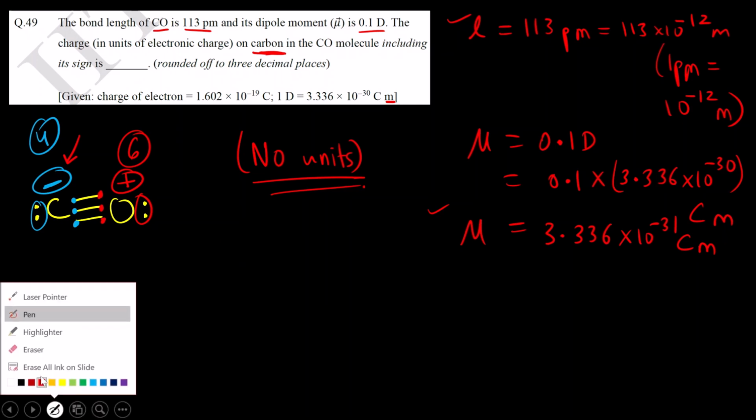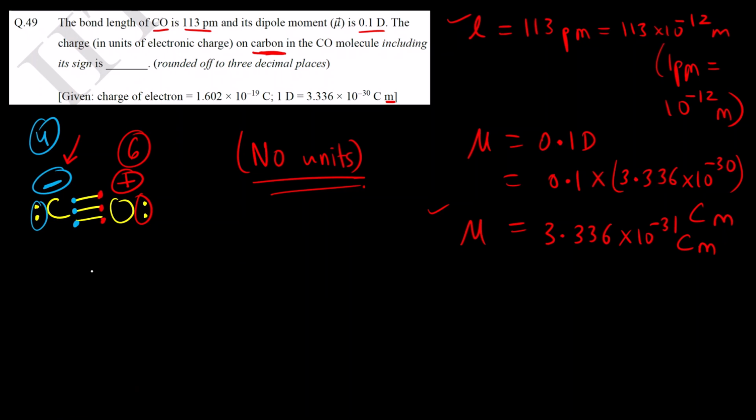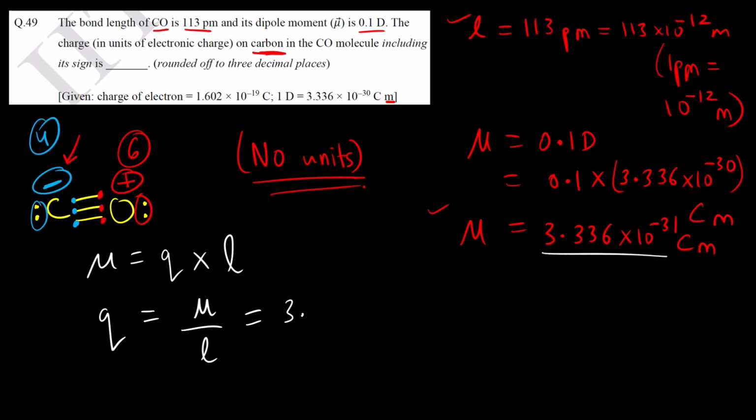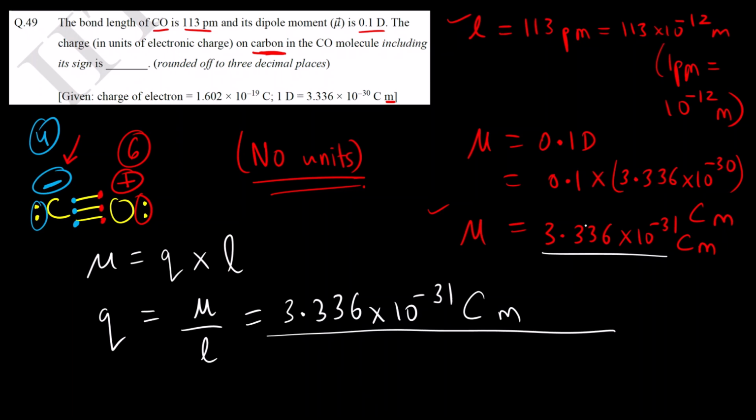Okay, so now we can straight away use the formula. What is the formula for dipole moment? It is charge into bond length. What we have to calculate is Q. Q will be mu divided by L. What is the value of mu? We calculated just now. It is 3.336 into 10 raised to minus 31 coulomb meter, divided by bond length, which is how much? 113 picometer. So 113 into 10 raised to minus 12 meter.